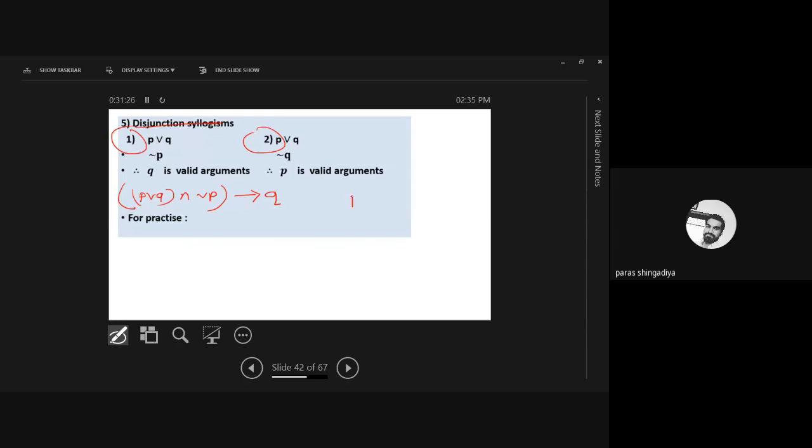In the second one, you will get the formula P or Q and negation Q, that is A1 and A2, conditionally to P. This is for your practice. Prepare the truth table for the two statements P and Q only, so it will not take much time. Clear? It's very easy. Is there any confusion in this? It's very easy to derive the table.